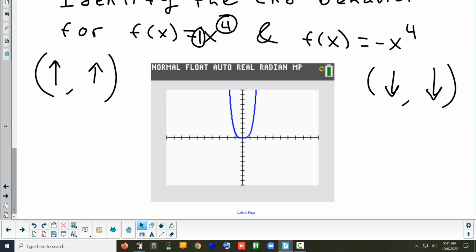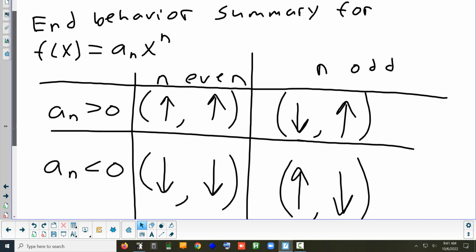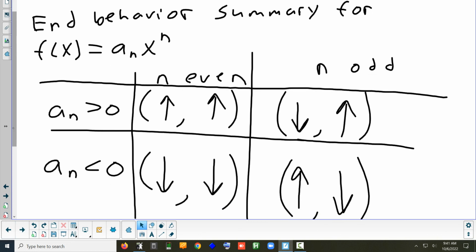So again, the key is, what is the highest exponent, and what is the number that's in front? Is it a positive or a negative? If you know those two things, we can figure out any end behavior.